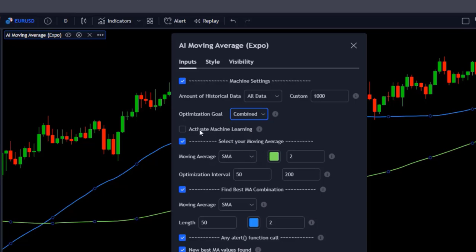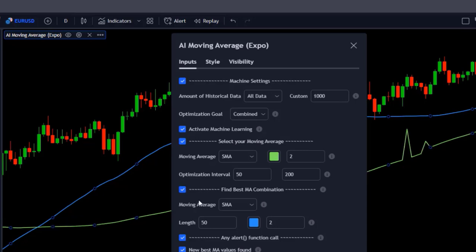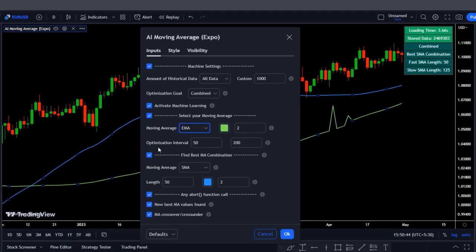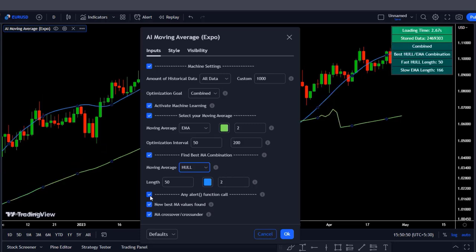Once you've selected the historical data and the optimization goal, activate machine learning. The indicator will calculate and optimize moving averages accordingly. You can also select the type of moving average you would like to see on the chart. For the first moving average, we recommend using the EMA. However, you can choose from any of the 6 MAs available. The second MA in our strategy will be the Hull Moving Average. Keep the lengths default. The last customization option machine learning moving average has in the inputs is alerts.